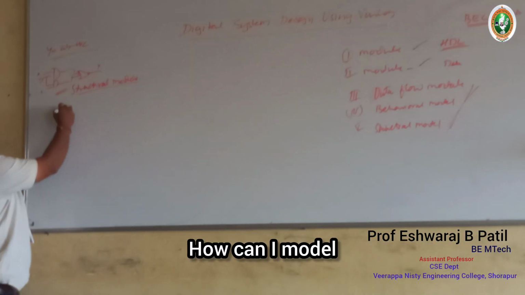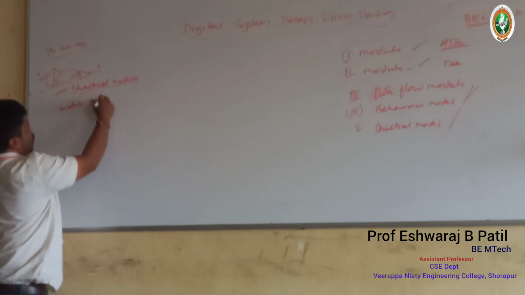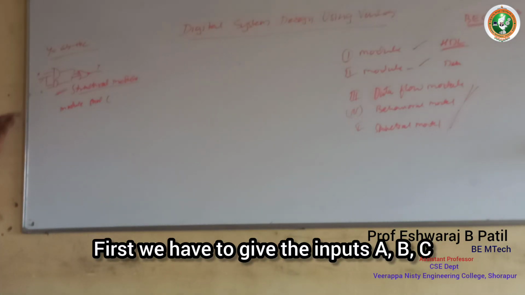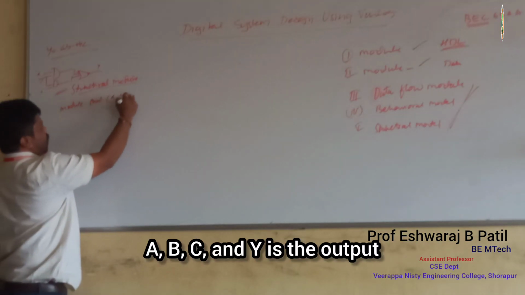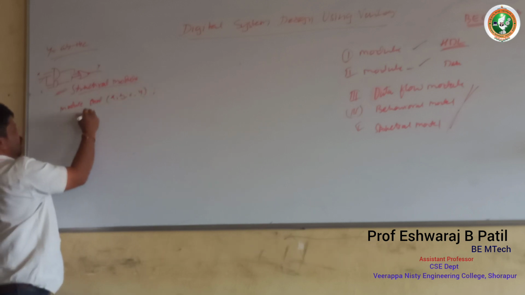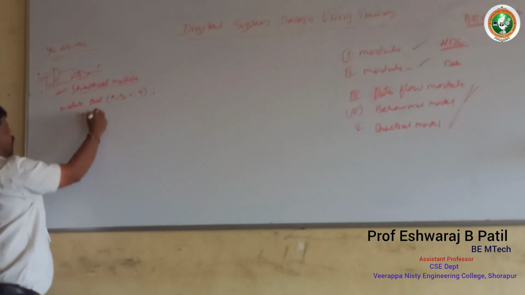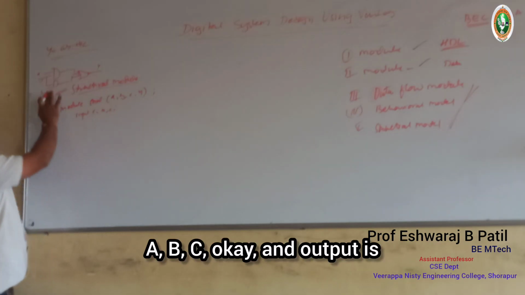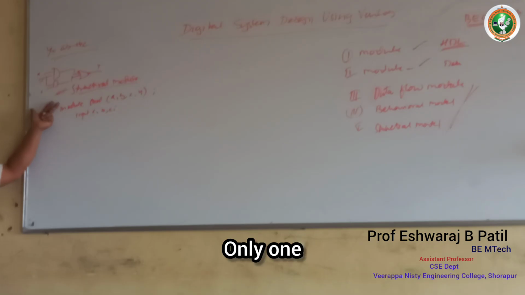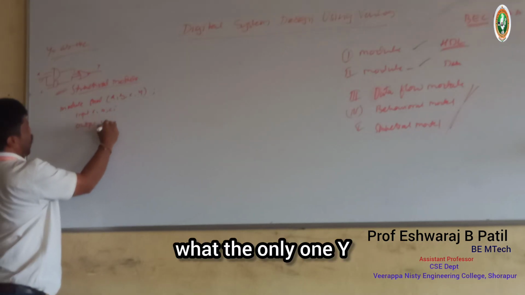How can I write the model structure? First you have to give the inputs A, B, C. 3 inputs are there: A, comma, B, comma, C, and Y is the output. Semicolon. Inputs are here. And how many outputs are here? Only one, that is Y.